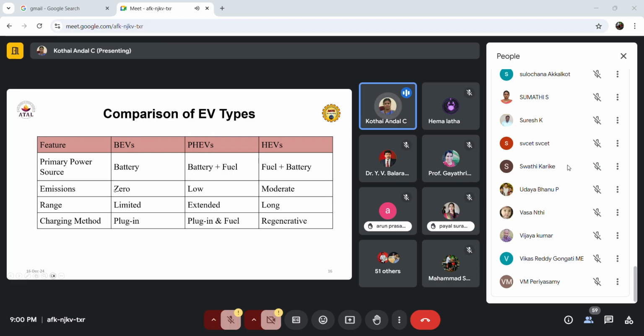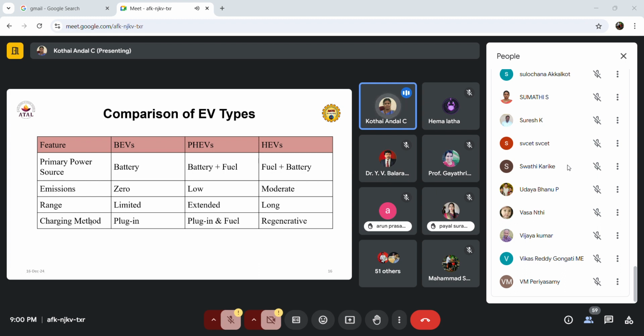If you come to the emissions point of view, here it is zero emission because it is fully electric. In the plug-in hybrid, the IC engine is supported by the battery, and since the major power is the battery, it has low emissions. But in the hybrid electric vehicle, the major part is the IC engine, so the emission is moderate, a little higher than the plug-in hybrid electric vehicle. Then for driving range, the battery vehicle has only a limited range, the plug-in has an extended range, and the hybrid electric vehicle goes for the long range because the main drive depends upon the IC engine.